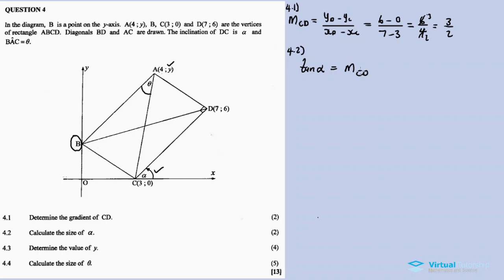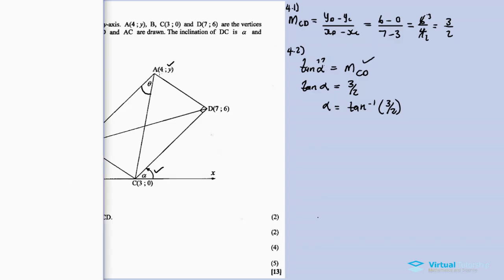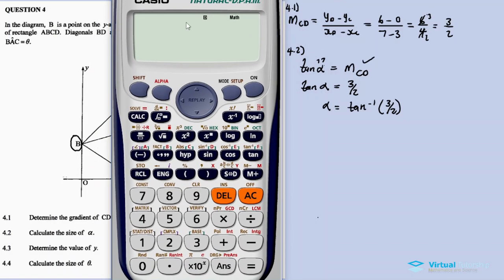Now we substitute the gradient, since I want to calculate alpha. We substitute the gradient CD, which is 3 over 2 as calculated, and then I take the inverse of tan of 3 over 2, or arctan of 3 over 2, and then we calculate again. How about calculating in 2 decimal places? Calculator. Shift arctan, it's 3 over 2. Then we close the bracket.